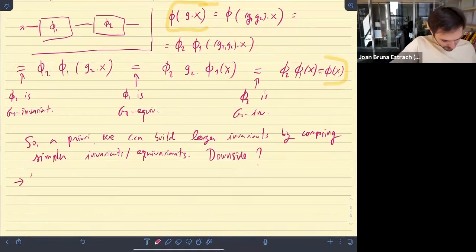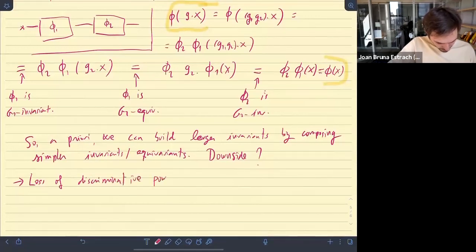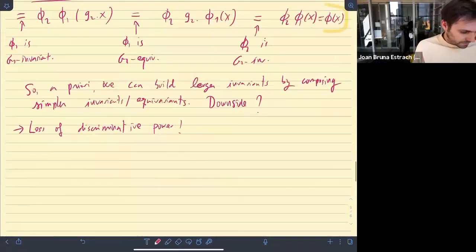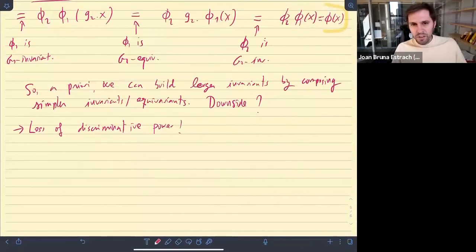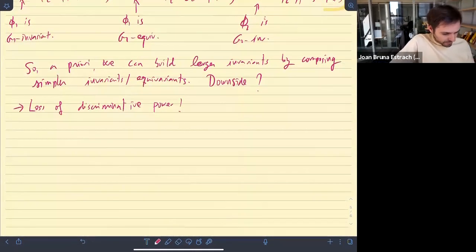And so indeed, that's what happens. There's a loss of discriminative power. So let's try to convince ourselves that indeed there's a downside, there's a cost of doing that. So let's give an example. Maybe the best is just to show an example.